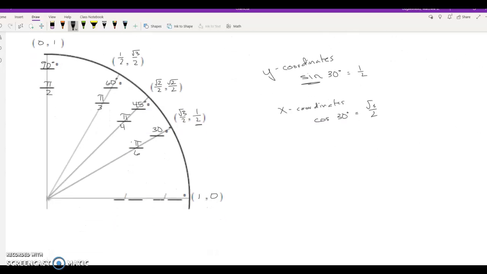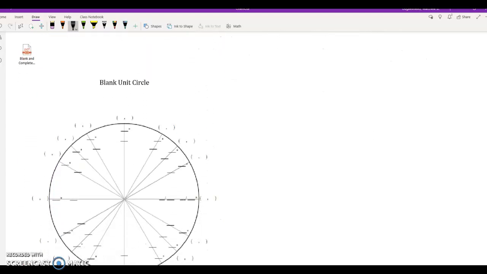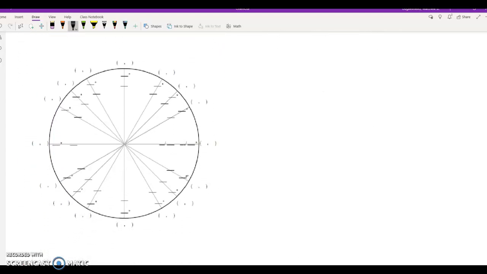So let's look at continuing this pattern from the first quadrant into all of the quadrants. So we're going to skip ahead. You can copy that down into your first quadrant here. We're going to go into this quadrant.